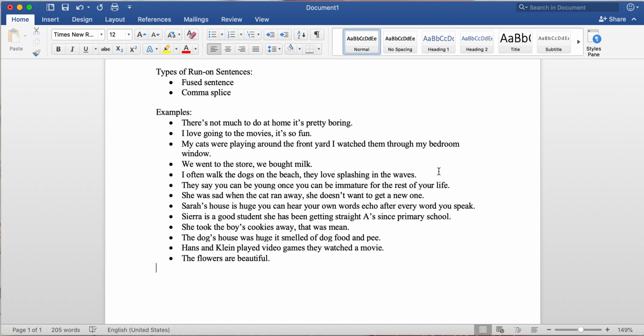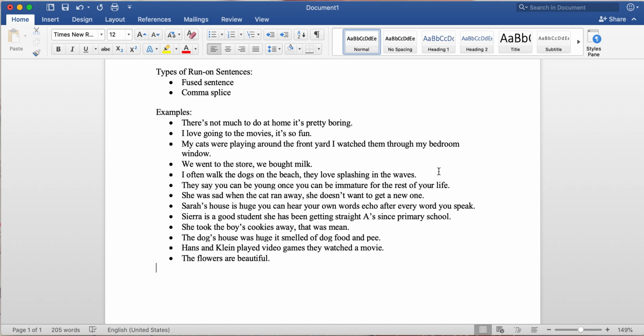Sierra is a good student and she has been getting straight A's since primary school. That one is a fused sentence because, once again, there are no marks of punctuation or coordinating conjunction. She took the boys' cookies away. That was mean. This one is a comma splice, and what we need is a coordinating conjunction. So, for example, we can put and right after the comma.